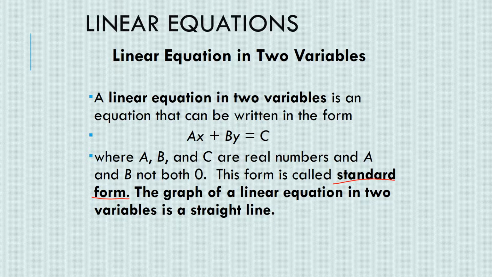And when you graph a linear equation in 2 variables, it makes a straight line. Remember that word I need to focus on? So linear equations make straight lines. By straight lines, they can be increasing lines, decreasing lines, vertical lines, or horizontal lines.